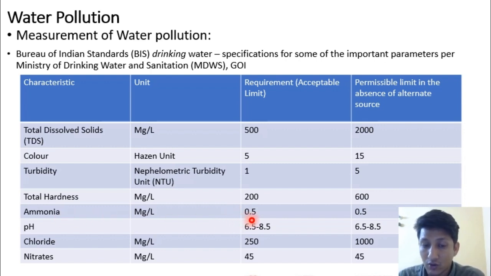Ammonia in the water should always be 0.5, because if it is more than 0.5, it will harm you. It will harm our internal organs. The pH of drinking water should be 6.5 to 8.5. Nitrates should not be more than 45 in any case, because it will harm you.